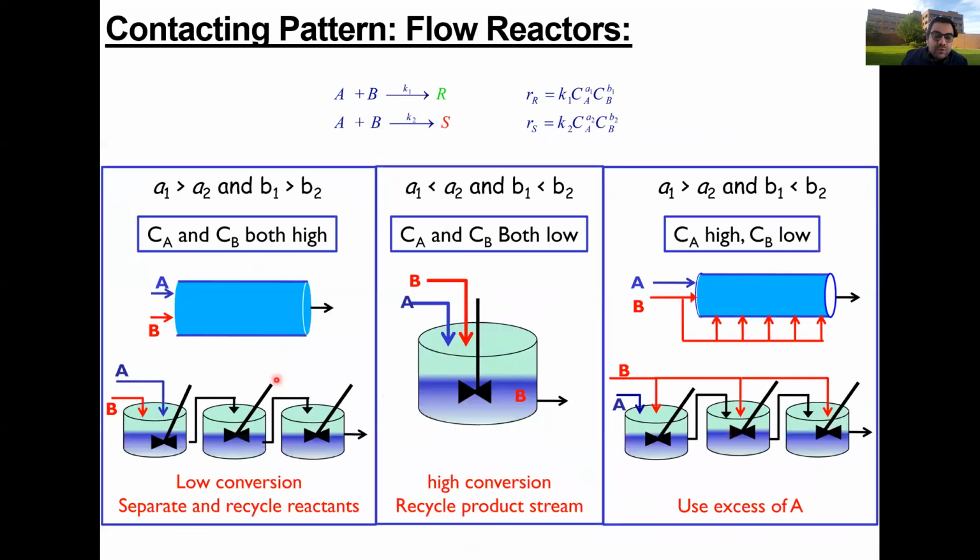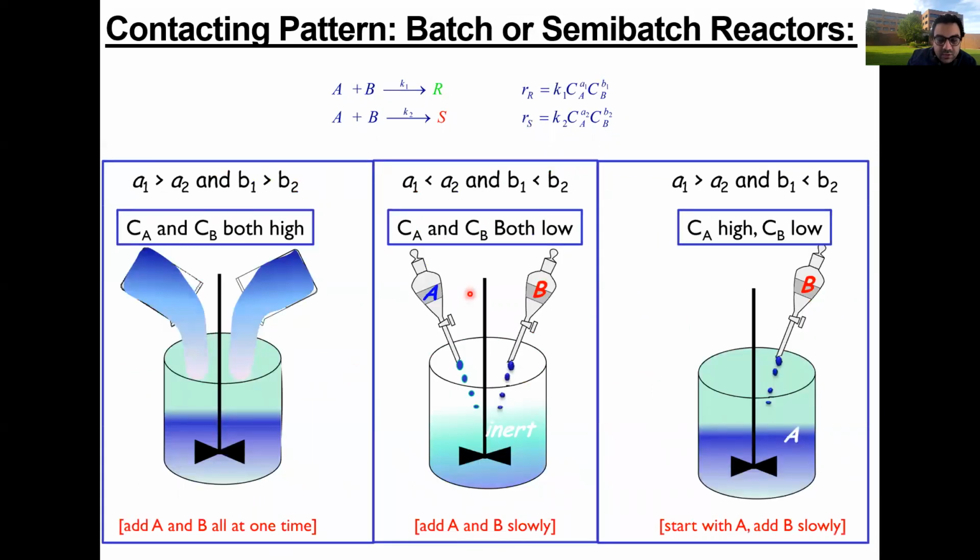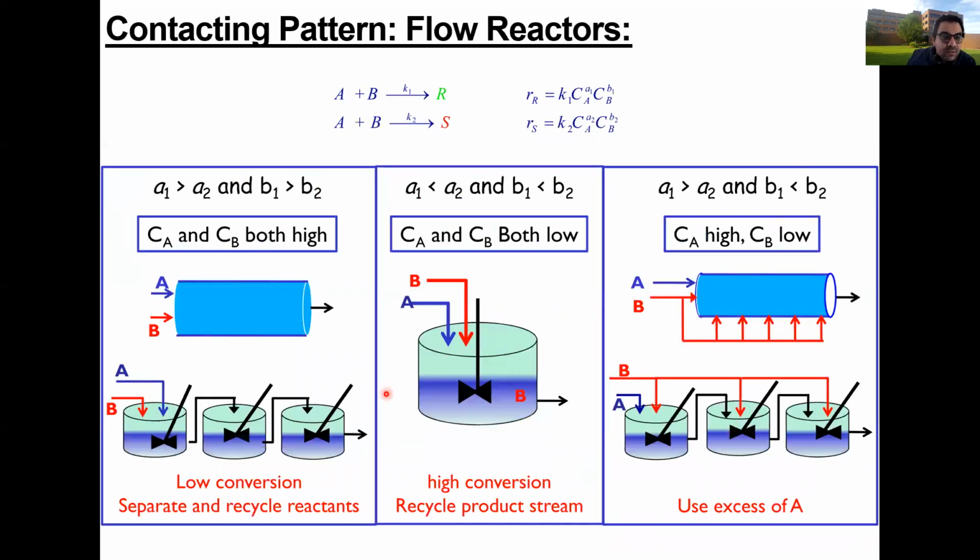Okay, so on the other hand, these are for non-continuous systems. So for a continuous system, which is basically a CSTR or a PFR, in this case, I have a1 greater than a2, b1 greater than b2, and I want to keep the concentration of both species high. So in this case, I just introduce them both at the beginning of my PFR at a very high rate.